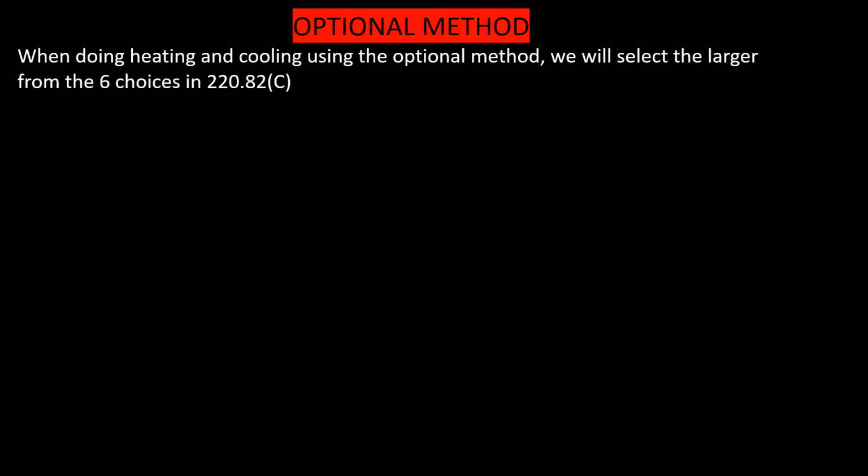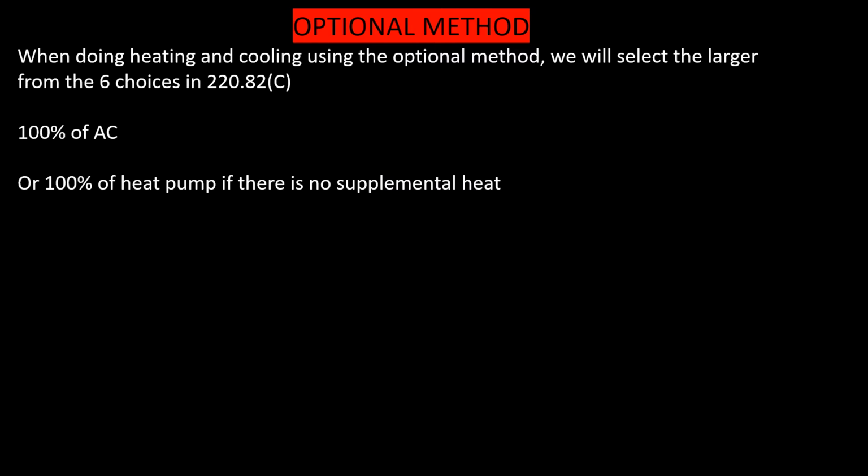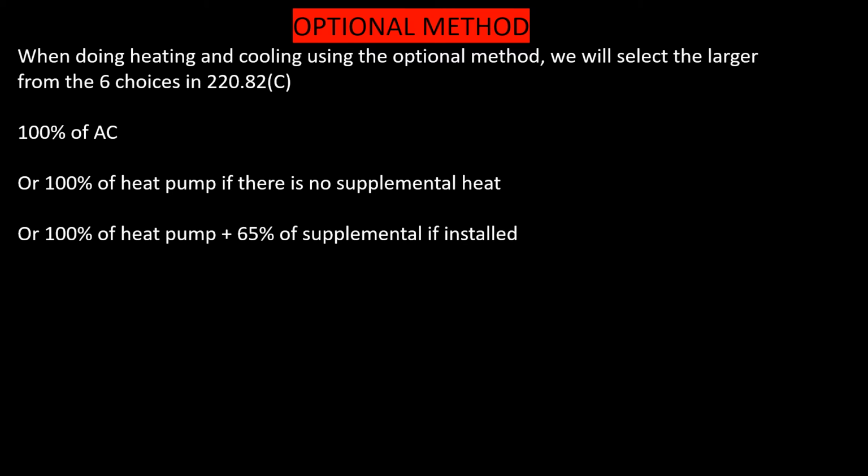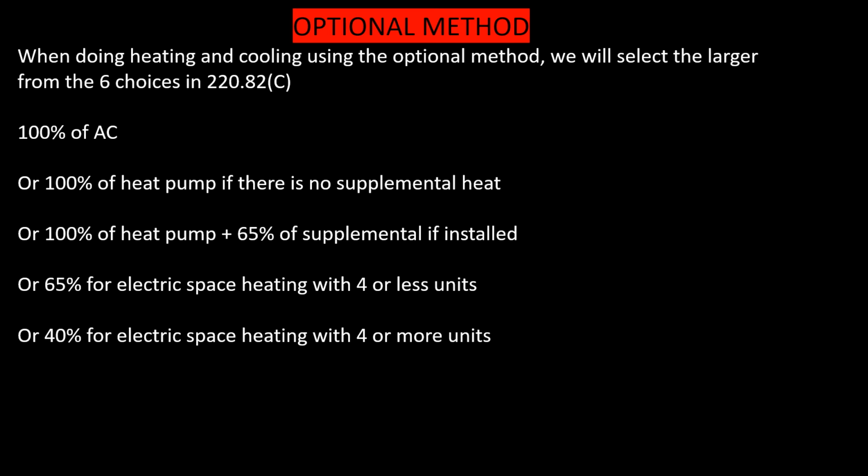All right, so when we're doing heating and cooling using the optional method, we're actually going to select the larger of the 6 choices that are listed in 220.82(C). It'll be any one of the following, whichever one is the largest. So 100% of the AC, 100% of the heat pump if there is no supplemental heat, 100% of the heat pump plus 65% of the supplemental heat if installed, 65% of electric space heating with 4 or less units, baseboard heating would be a good example, and 40% for electric space heating that has 4 or more units.